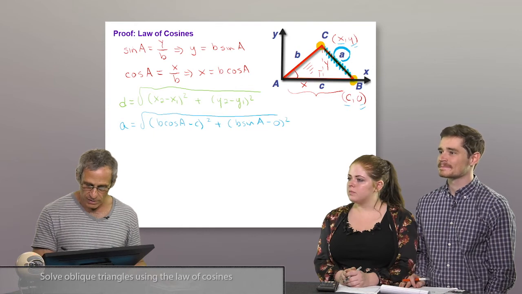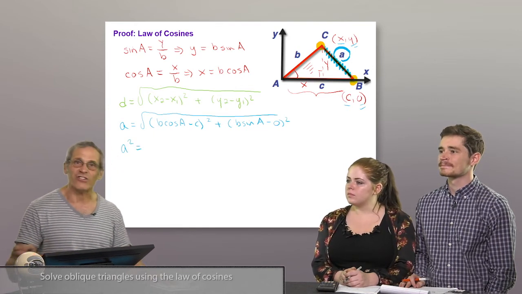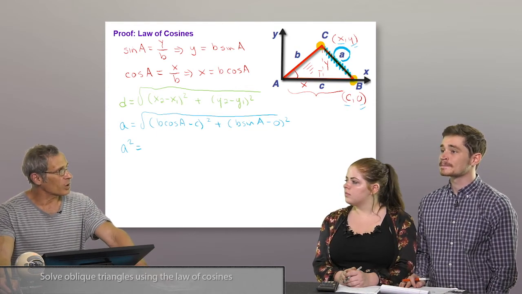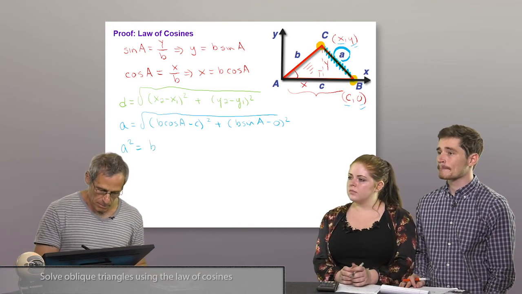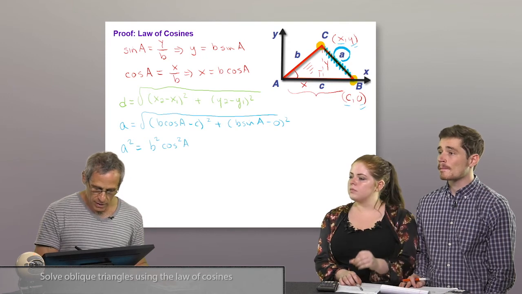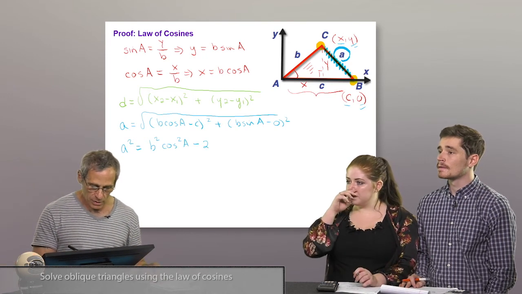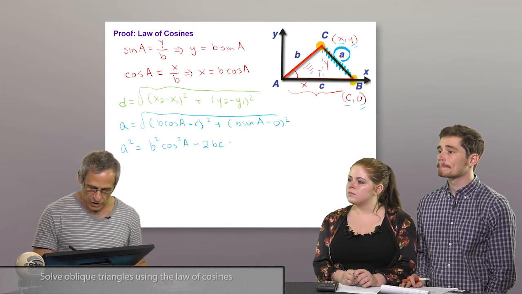Very good. So now I'm going to do two things. I'm going to square both sides of the equation, and I'm also going to multiply through the parentheses. I'm going to square my binomial. So I square the first term. That's b squared cosine squared of A. And then I have minus 2 times b cosine of A times c, which I'll write as 2bc cosine of A.